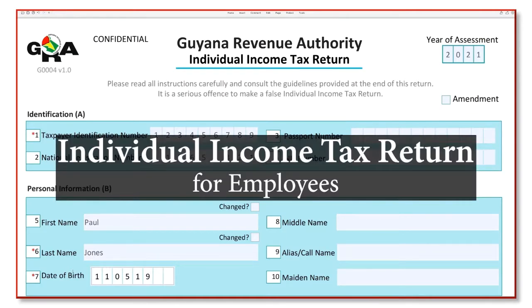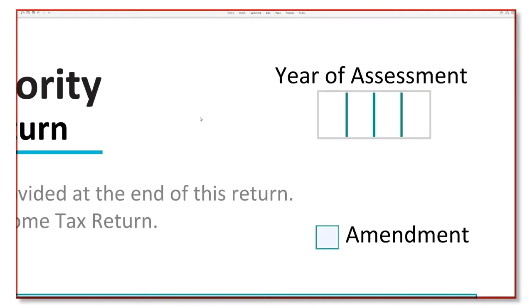Individual income tax return for employees. At the top of the form, you must enter the year of assessment. That is the year that follows the calendar year in which the income was earned. There is also an amendment checkbox which must be ticked if you are making changes to a return that was already submitted to the GRA.